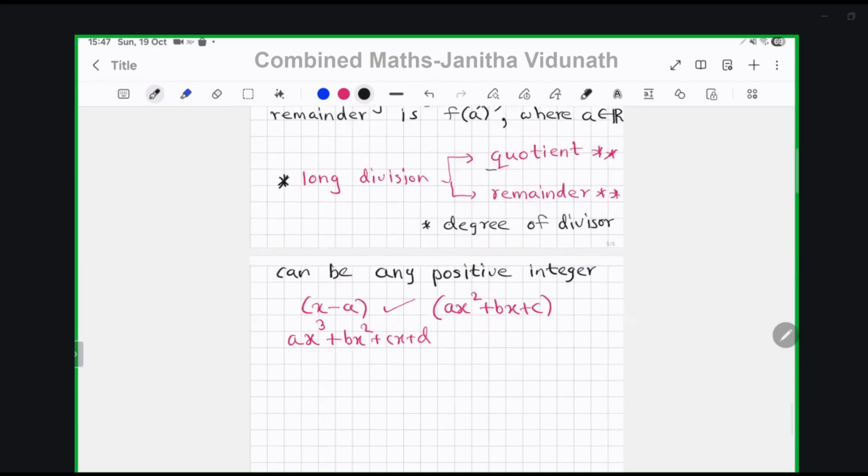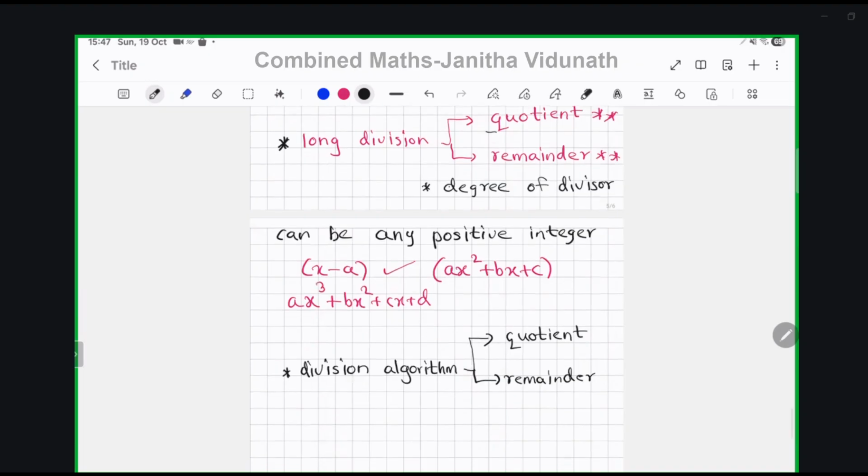Also, after that, we have learned about the division algorithm. From there also, we have found our quotient and remainder. Also, in here also, the degree of the divisor can be any positive integer.